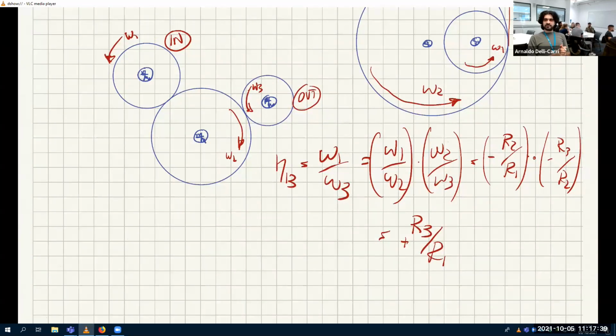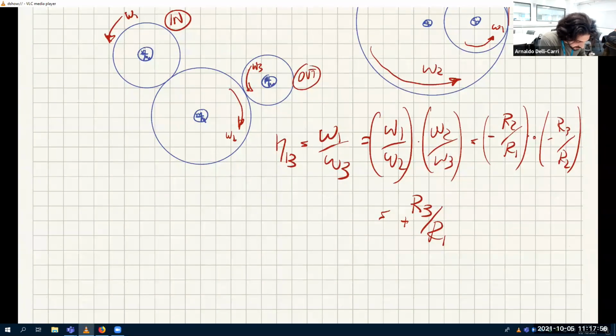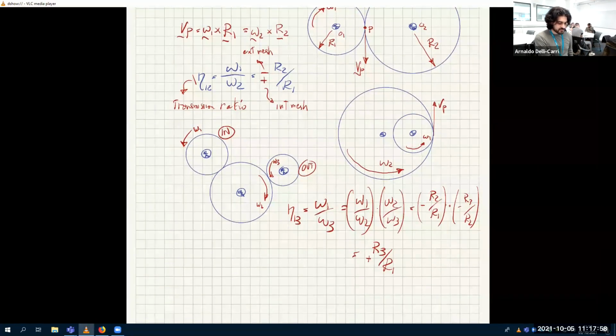In Italy, we call this gear galoppino or ruota folle, which is like a fool wheel, because it doesn't do anything. It's called the fool wheel, the fool gear. All right, that's almost it.